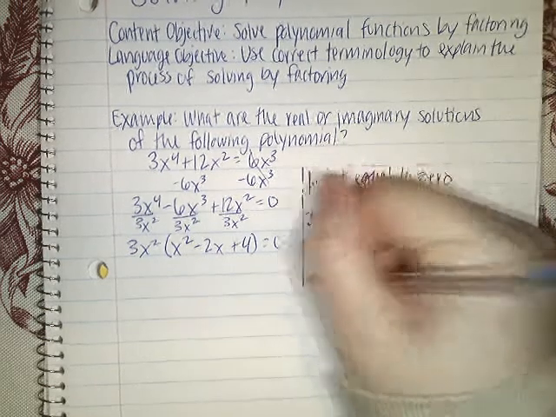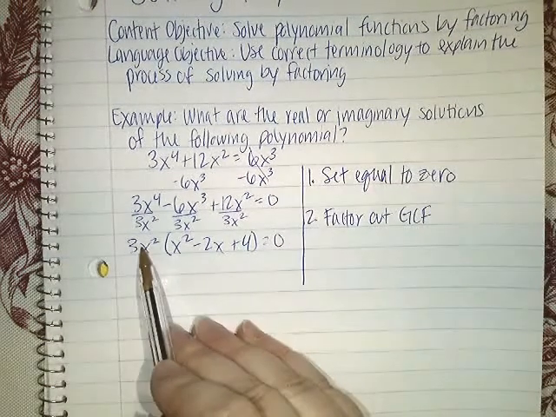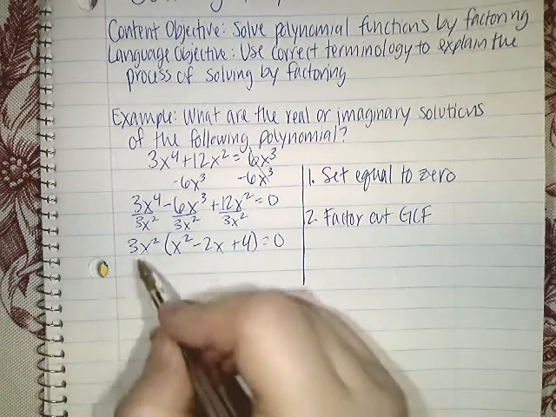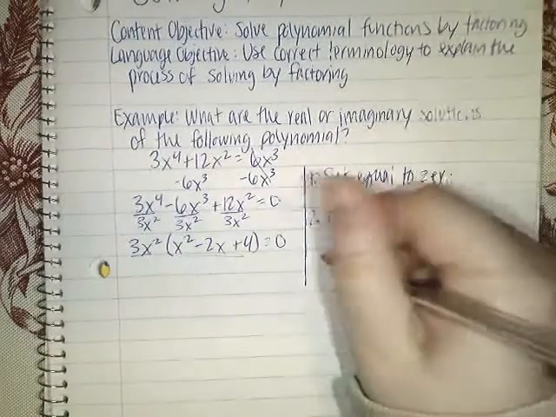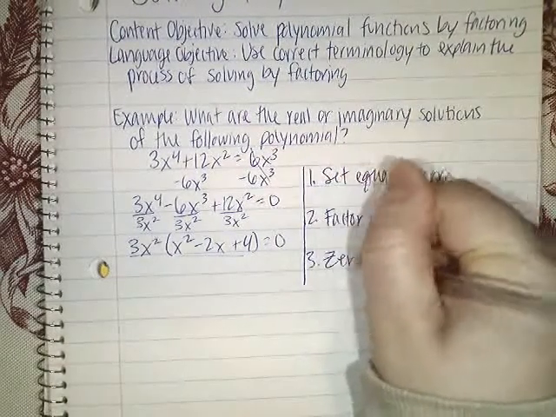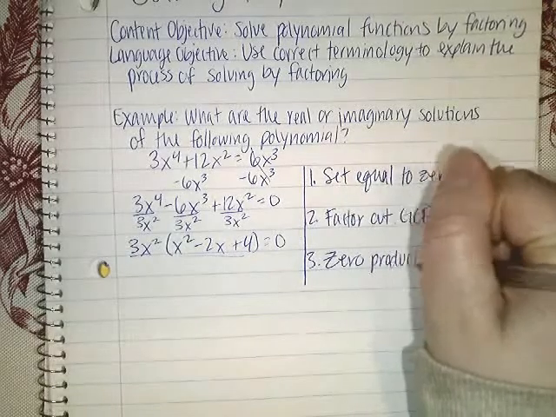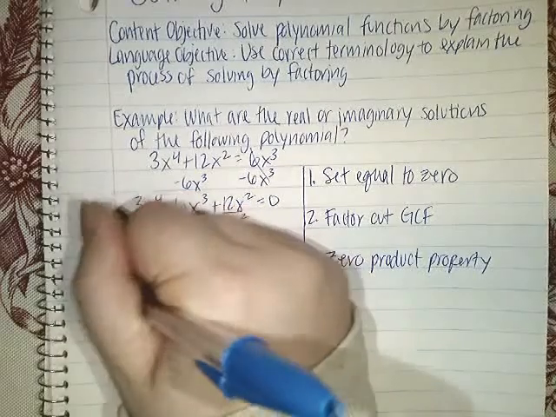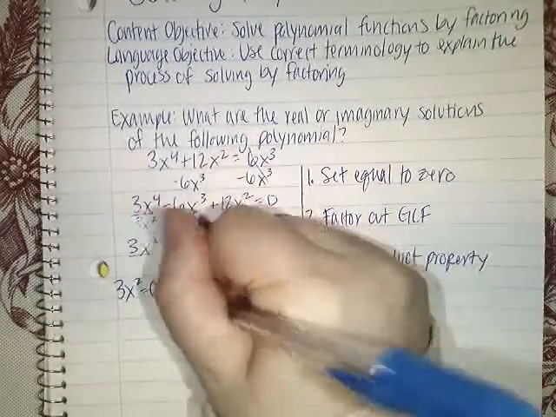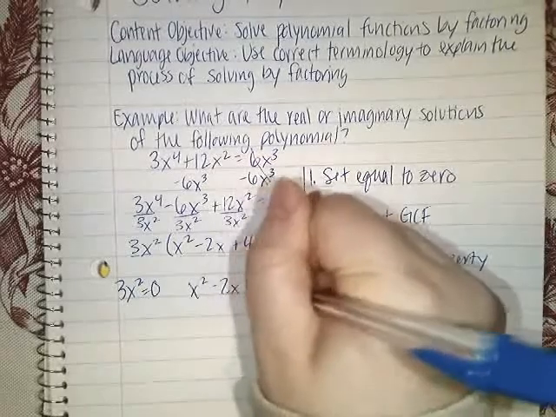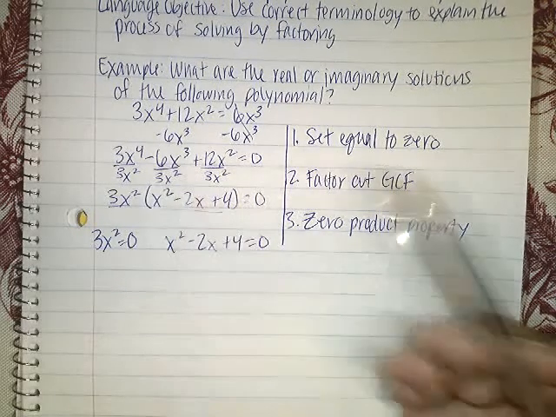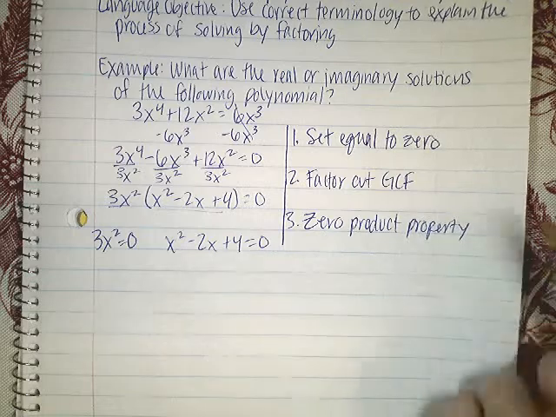So I can, but luckily these two terms, I have 3x squared times x squared minus 2x plus 4. So since these two expressions are being multiplied and equal to 0, I can still use the zero product property and set each one separately equal to 0. So now I can say 3x squared equals 0 and x squared minus 2x plus 4 equals 0. So even though this isn't factorable, I can continue my solving process by using the zero product property because I was able to factor out at least part and make two expressions.